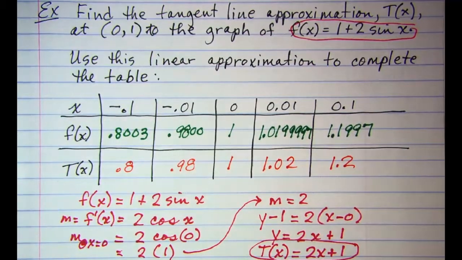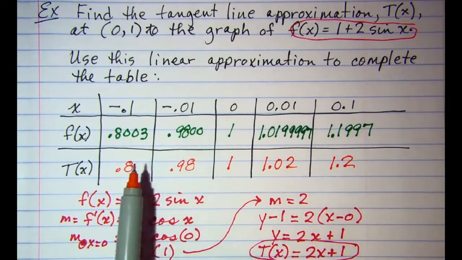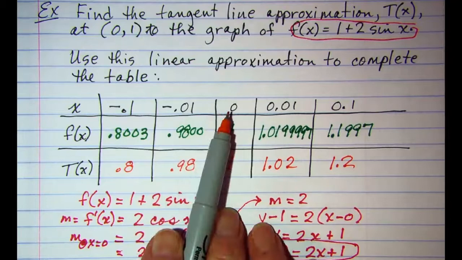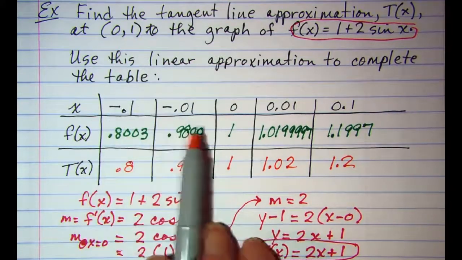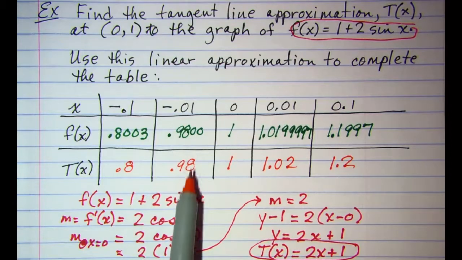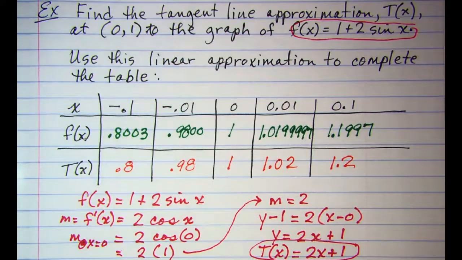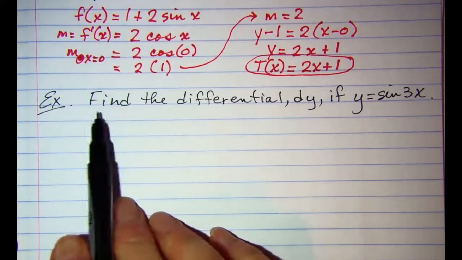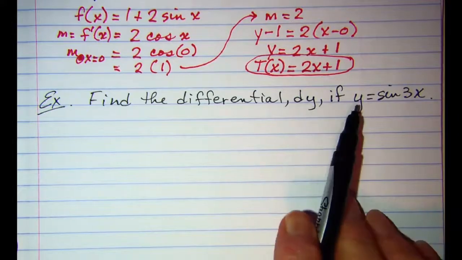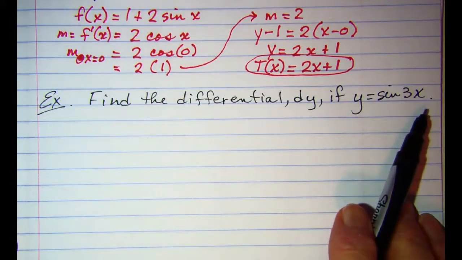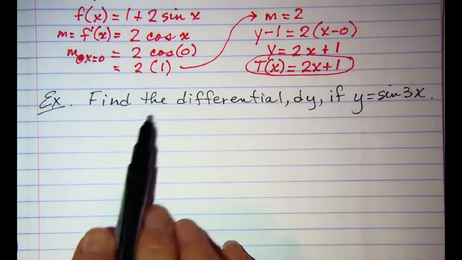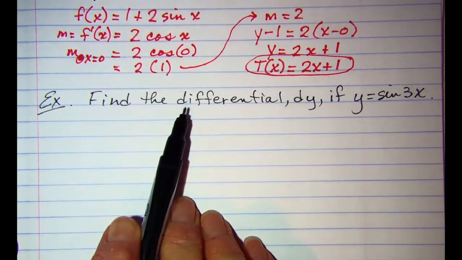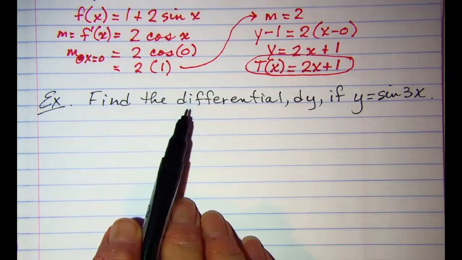So you can see from our table that as we get closer and closer to our point of tangency, our values for the function and the tangent line are almost the same. Now real quick, let's look at using our differential definition. We're asked to find the differential dy if y equals sine 3x. So our differential is defined to be f prime of x dx.